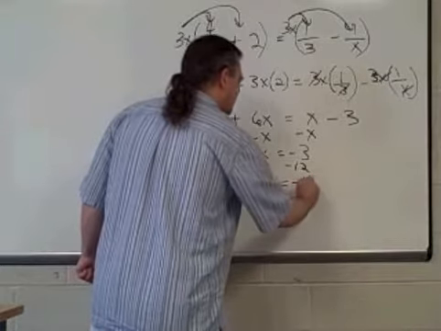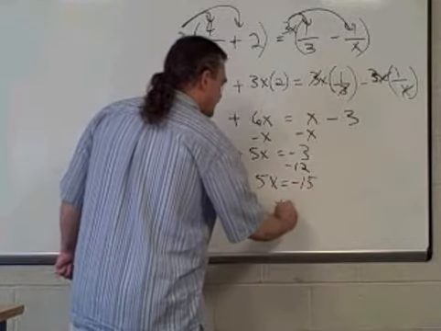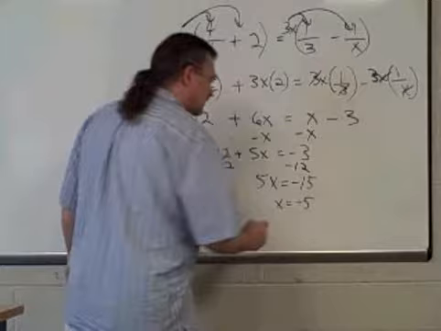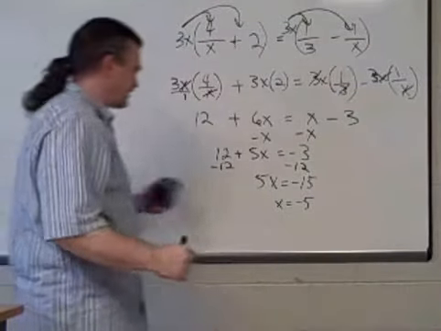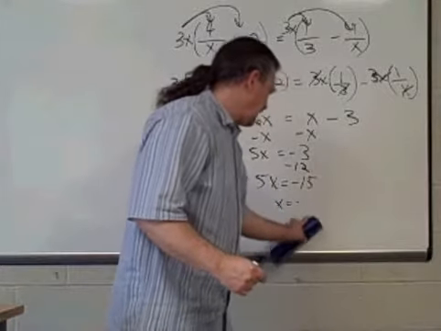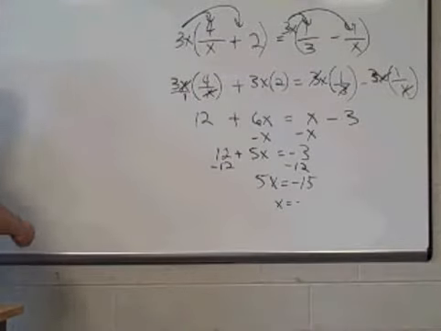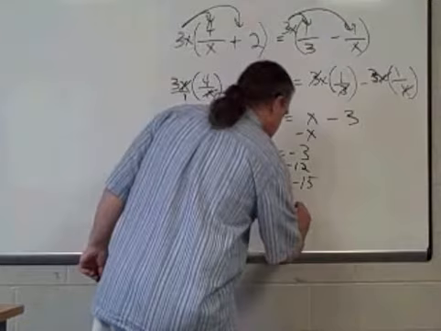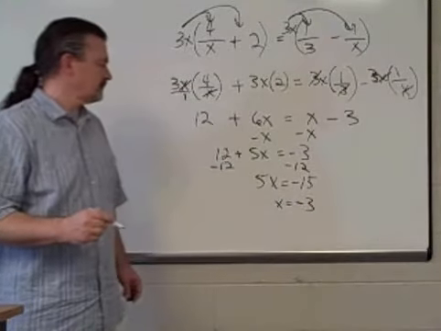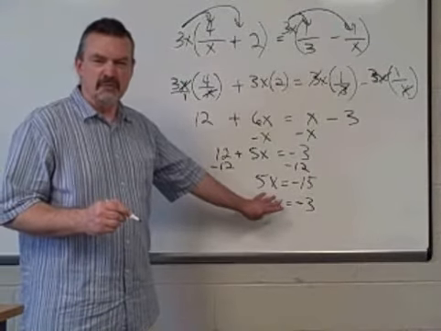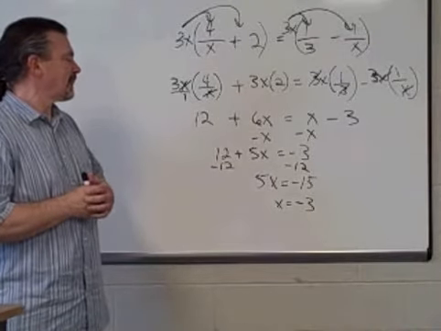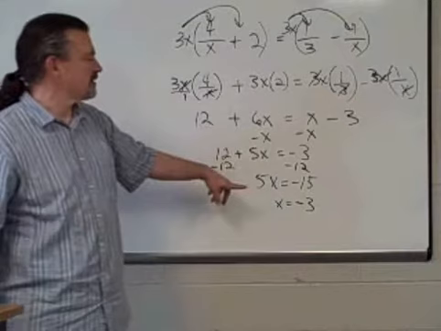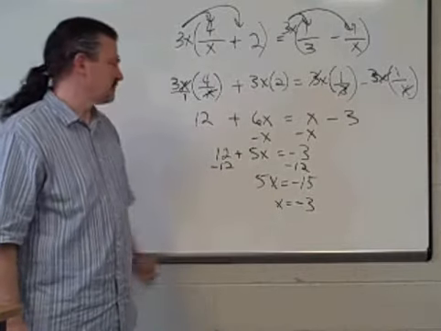5x equals negative 15. Dividing both sides by 5, we get x equals negative 3, not negative 5. I did that on purpose just so that you know I can make a mistake once in a while. So our solution to that original equation is x equals negative 3.